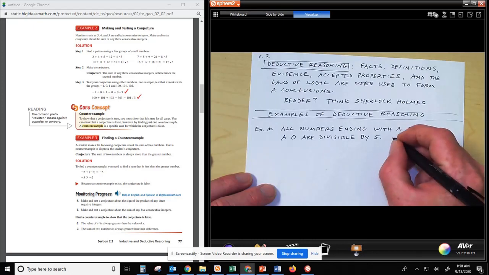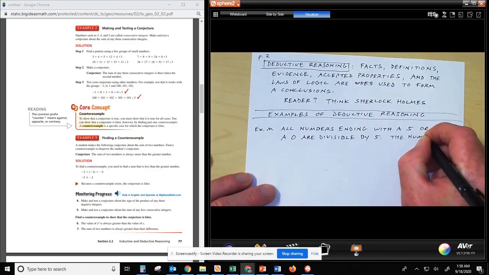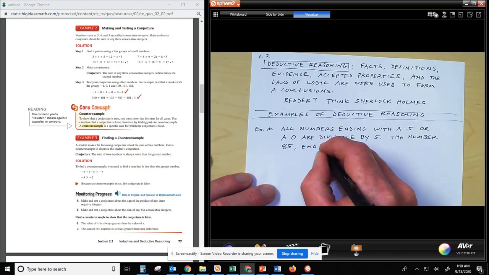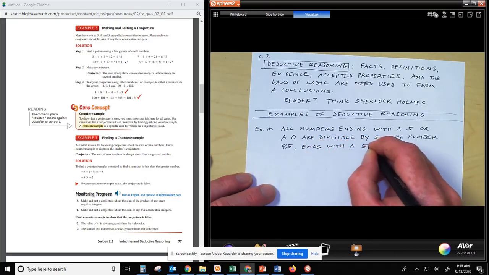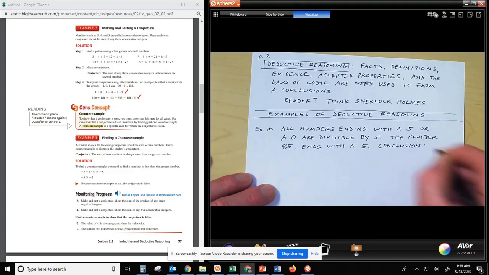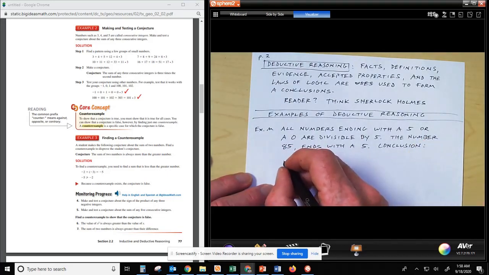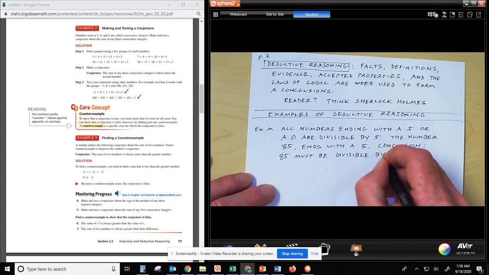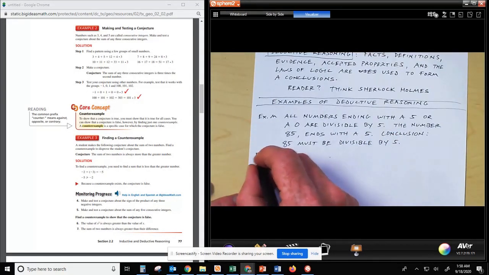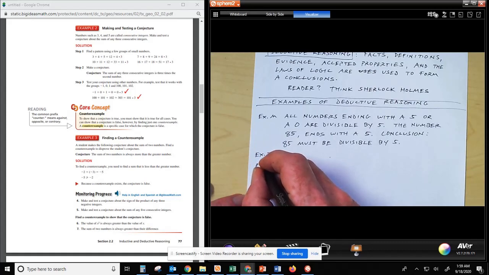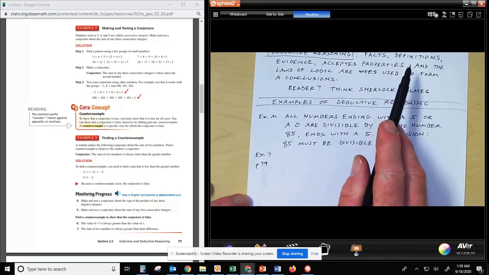That is a fact. The number 85. It ends with a 5. Conclusion that I can draw for this. You already know the conclusion. 85 must be divisible by 5. Deductive reasoning. Maybe you would see this in a science classroom. This is example 7 on page 79. Here come the accepted properties, facts, and definitions.